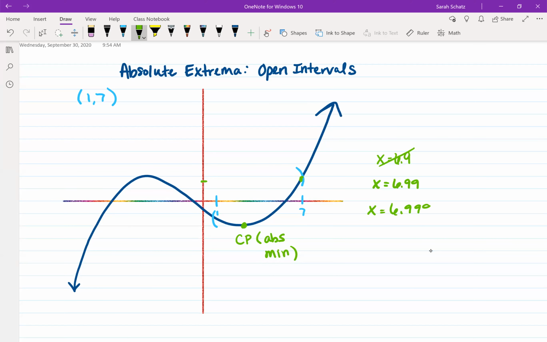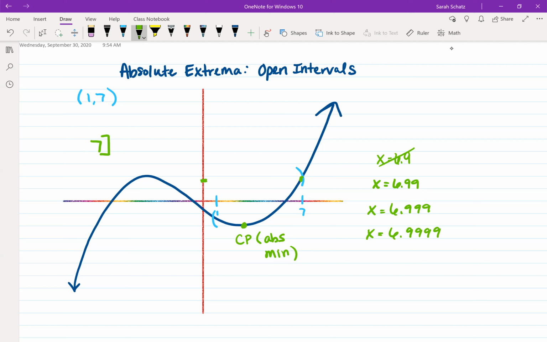And they give me a point where x equals 6.999. And the y value would go up a very minuscule amount, but it would go up because it's approaching that point where x equals 7. You could keep doing this. Just keep adding 9s, keep getting closer. The thing about an open interval is that it doesn't have a strict stopping point.